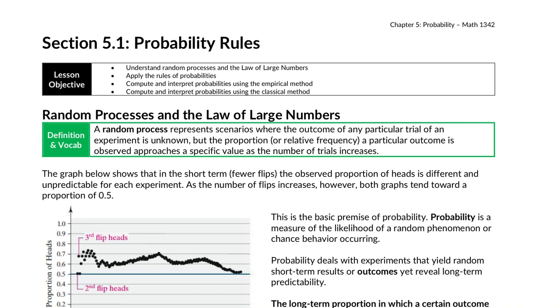So probability begins with some general probability rules. The whole first page here is kind of like a little article to explain how we came about with probability itself. So if we think about what we learned in chapter 1 about random processes, a random process represents scenarios where the outcome of any particular trial of an experiment is unknown, but the proportion or relative frequency of a particular outcome observed approaches a specific value as the number of trials increases.